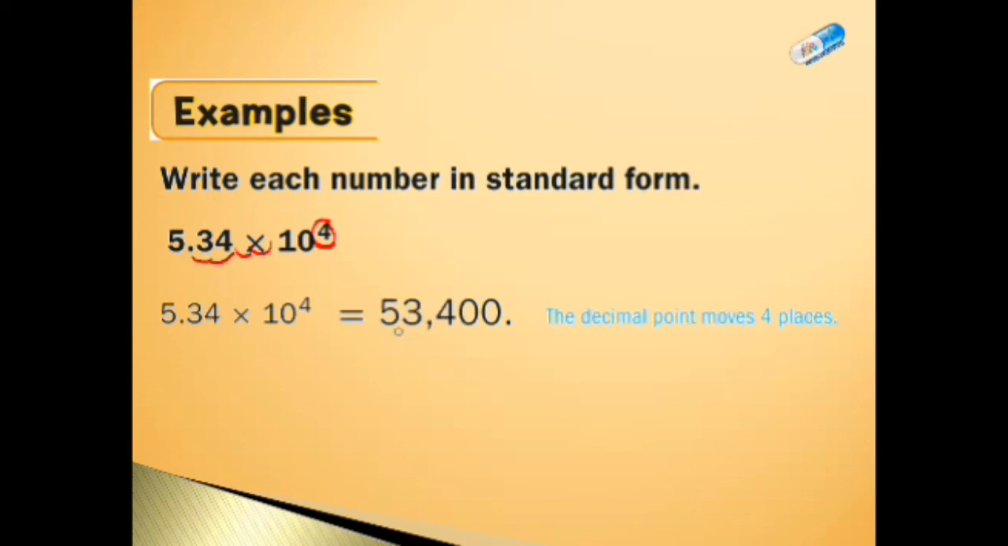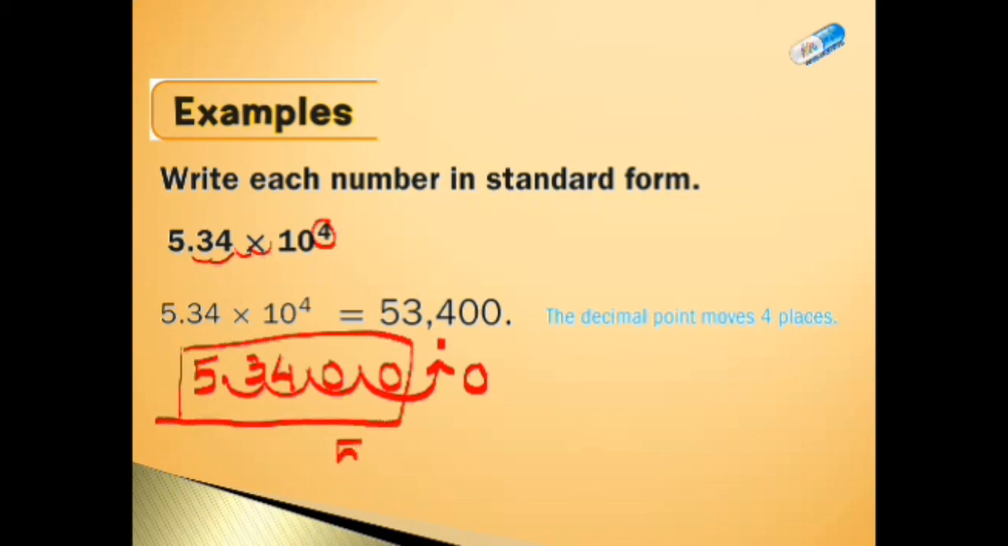This will become 53,400. So if you want me to explain it here, I will write the number 5.34 times 10 power 4. This means that the decimal point will move 4 places. Let's move it together. 1, 2, put a 0, 3, put a 0, and 4, and put the 0. So the number will be 5, 3, 4, 0, and 0. This is 53,400.